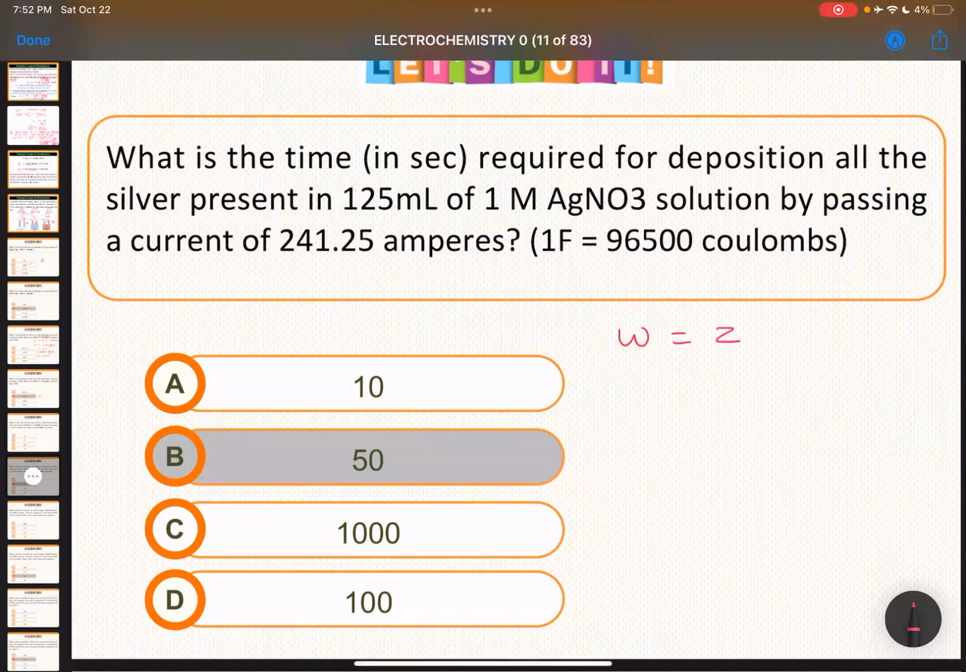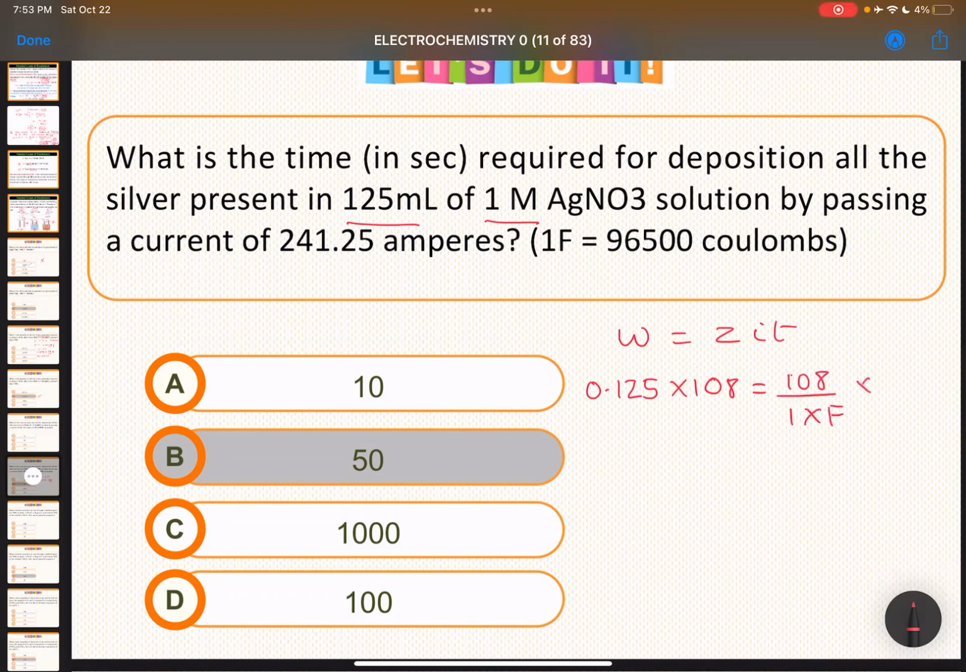Don't put all the values. So W is how much? W is mole into molar mass. Moles is 0.125, in liter, 0.125 into molarity. Mole into 108. 108 is the molar mass of the silver. Into Z, Z equal to equivalent weight by F, molecular weight by nF. So 108 into 1 into F, into I is 241.25, into T. T I need to find out.